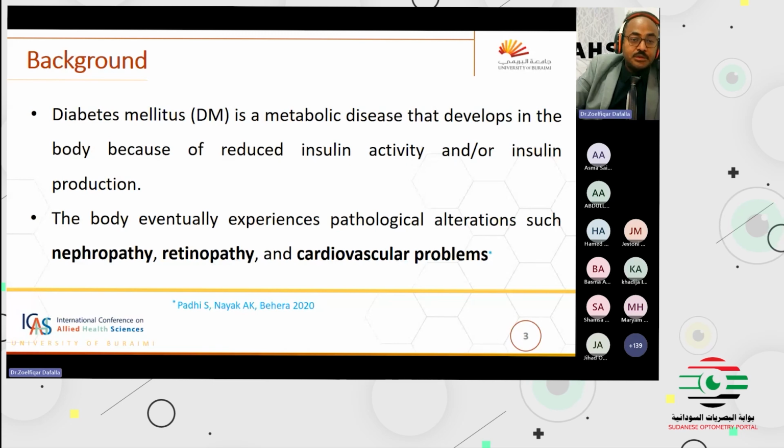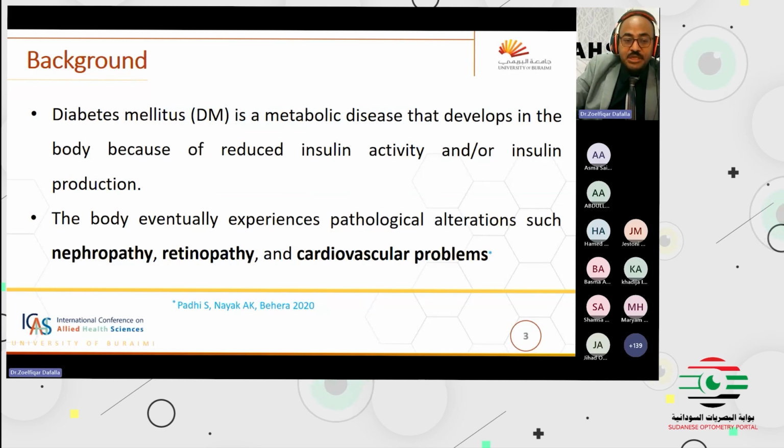As a background, diabetes mellitus is a metabolic disease that develops in the body because of reduced insulin activity or insulin production. One of these problems, or both together, will lead to diabetes mellitus, as you know. The body eventually experiences pathological change, like neuropathy in general, retinopathy in the retina, and cardiovascular problems.